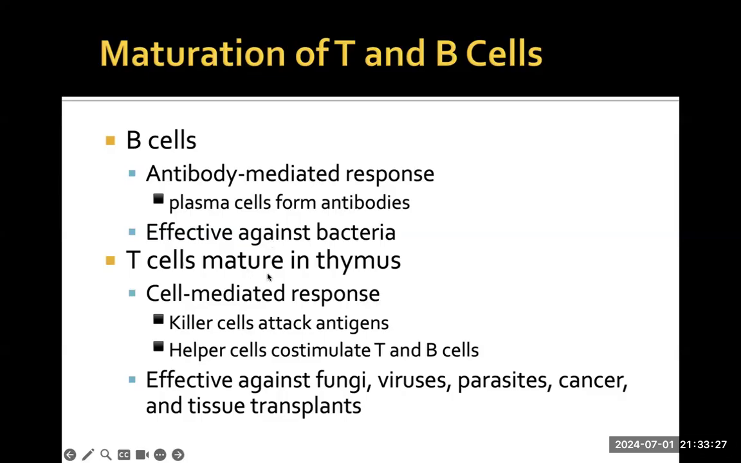T cells are going to, again, mature in the thymus. These are going to be in cell-mediated responses. They're going to help by differentiating into killer T cells that are going to directly attack the antigen, or helper T cells that are going to stimulate the production of more T and B cells. And these are going to be effective against fungus, a virus, a parasite, cancer, and then also tissue transplants.